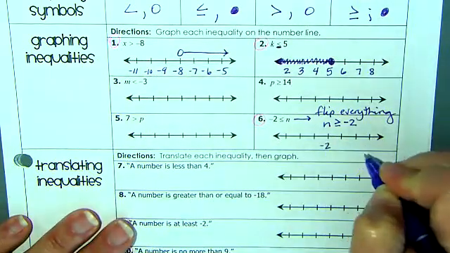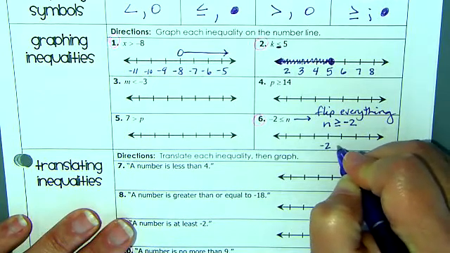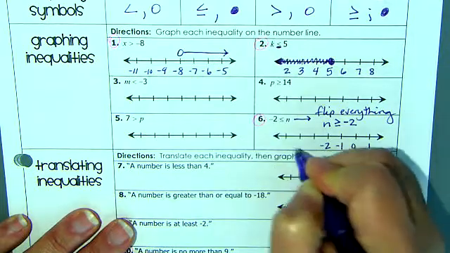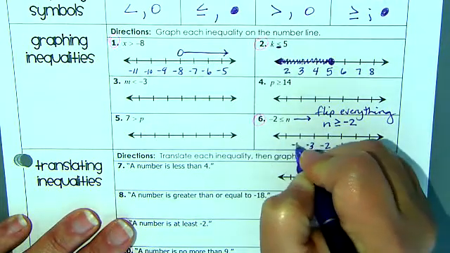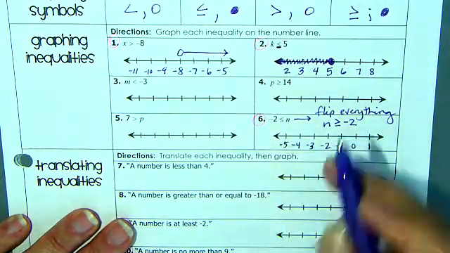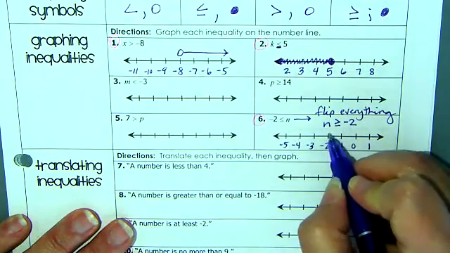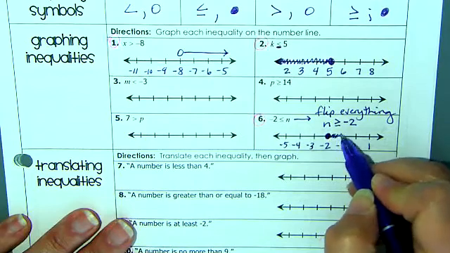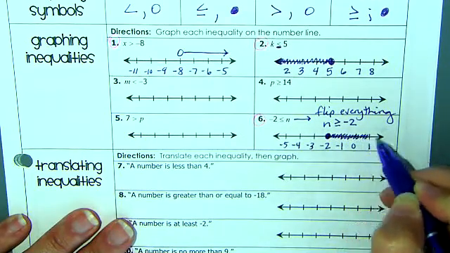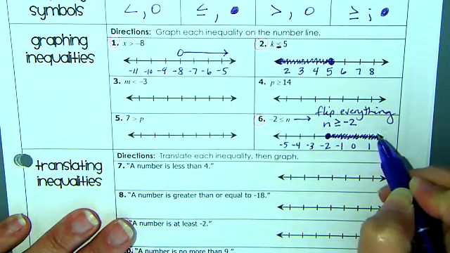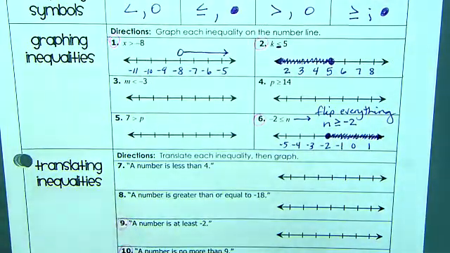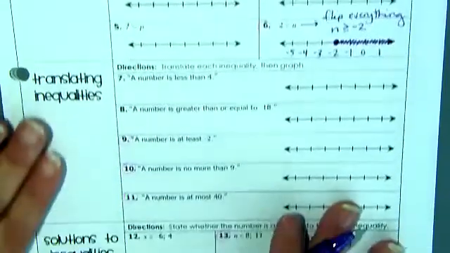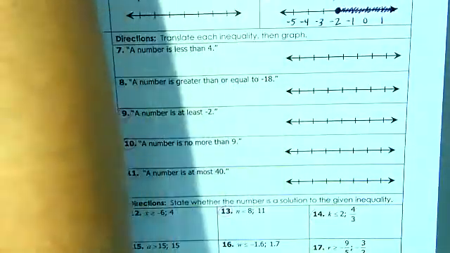Here's -2. And I fill in the rest of the number line. So this is -1, 0, 1. And then on this side, it goes -3, -4, -5. And this is an equal to on -2, so it's a filled in circle and it's greater than. So it is everything shading to the right. And you can do it above or on the number line. It's your choice.